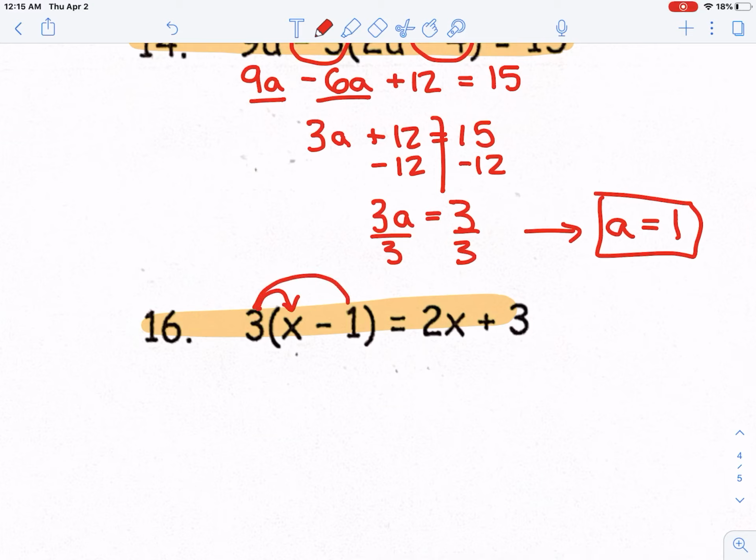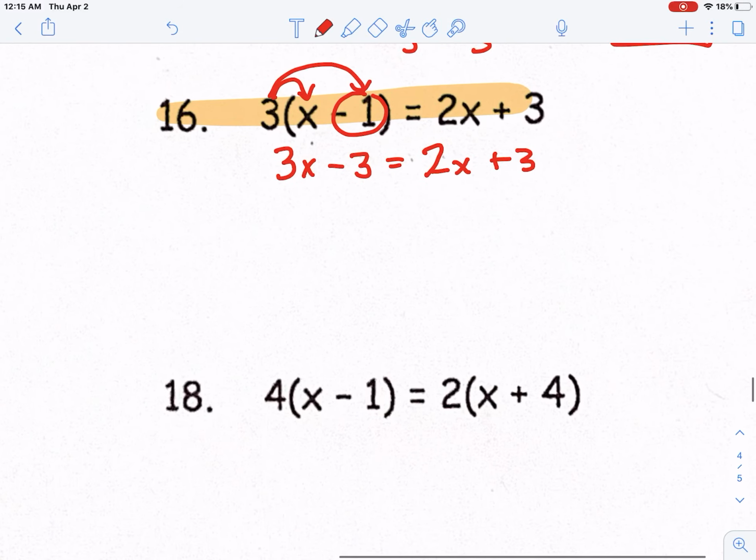All right. And last problem we'll do together. Again, we have another distributive property situation. So 3 times x is just 3x. And then we have a 3 times negative 1. Again, be careful of that sign. And now we have our 2x plus 3.